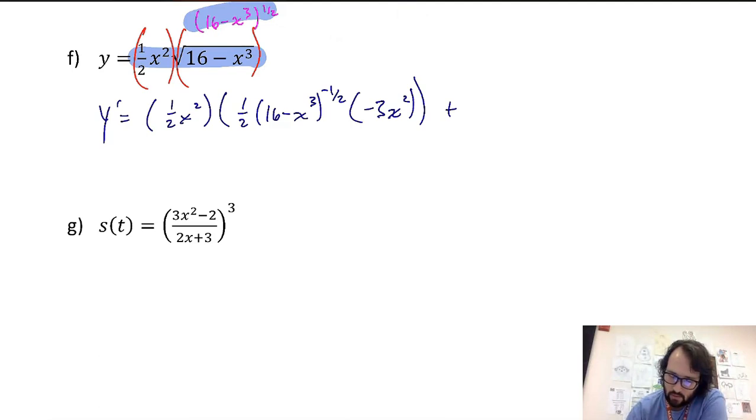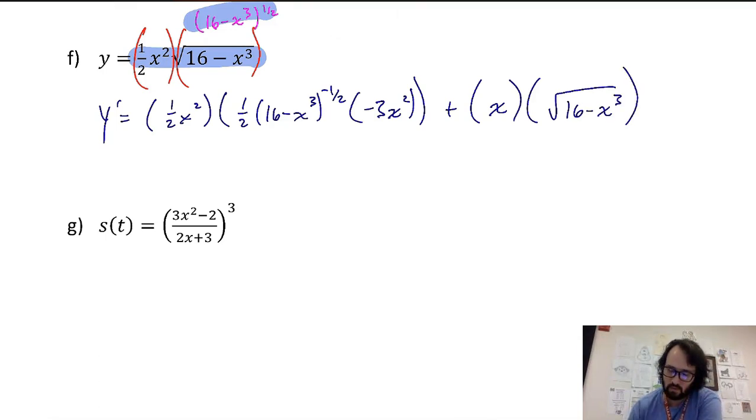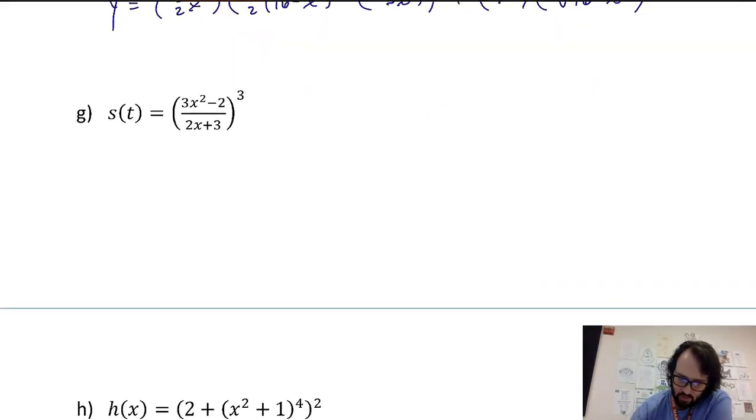All right, and then plus the derivative of the first. So 1/2 times 2. So this would come out just as x times the second. All right, so that one was kind of an ugly one. But again, we don't have to simplify this thing. So I'm going to leave my derivative looking just like that. It's so pretty.